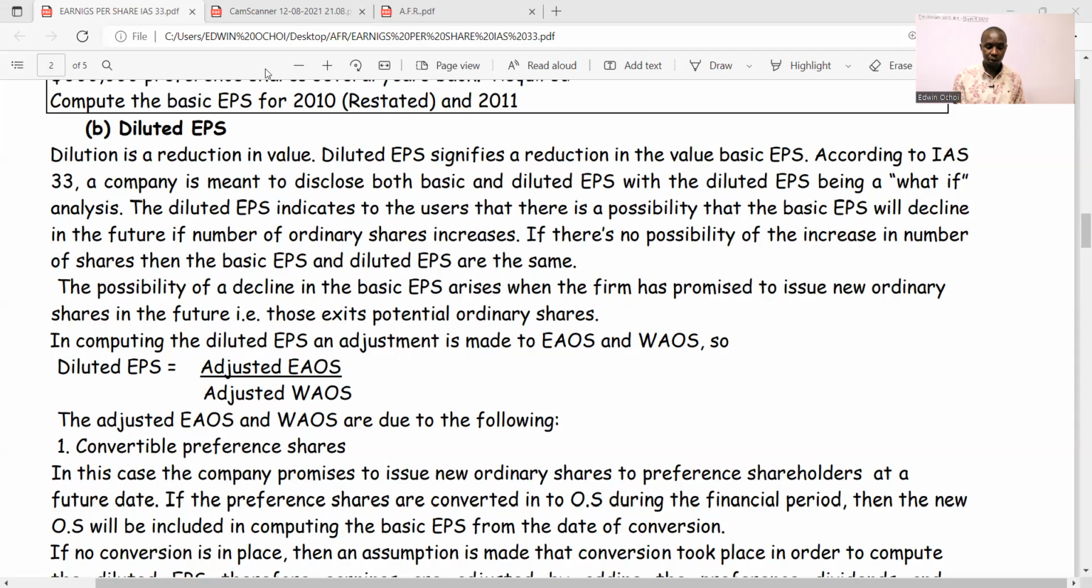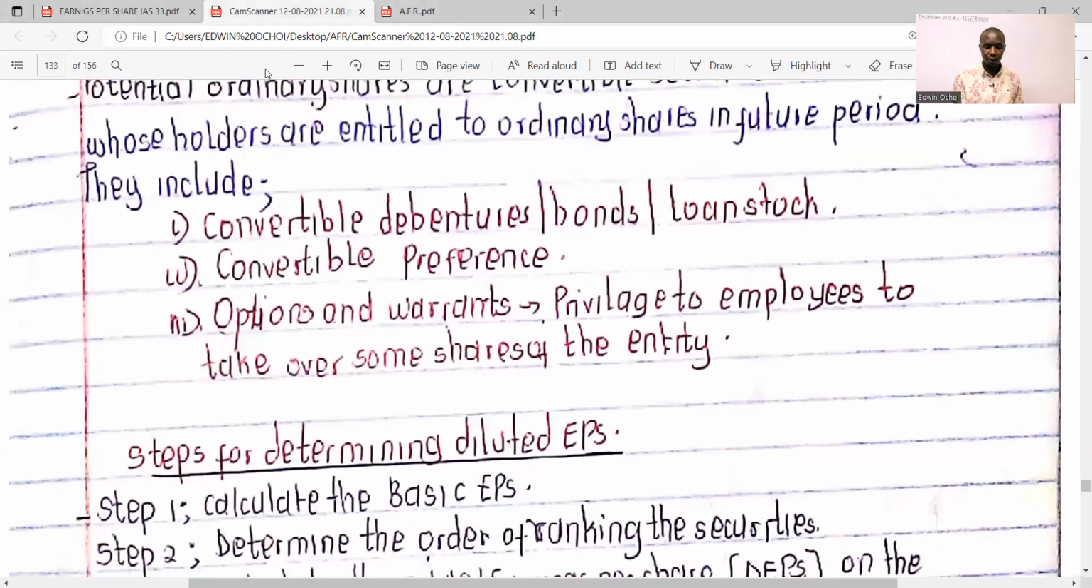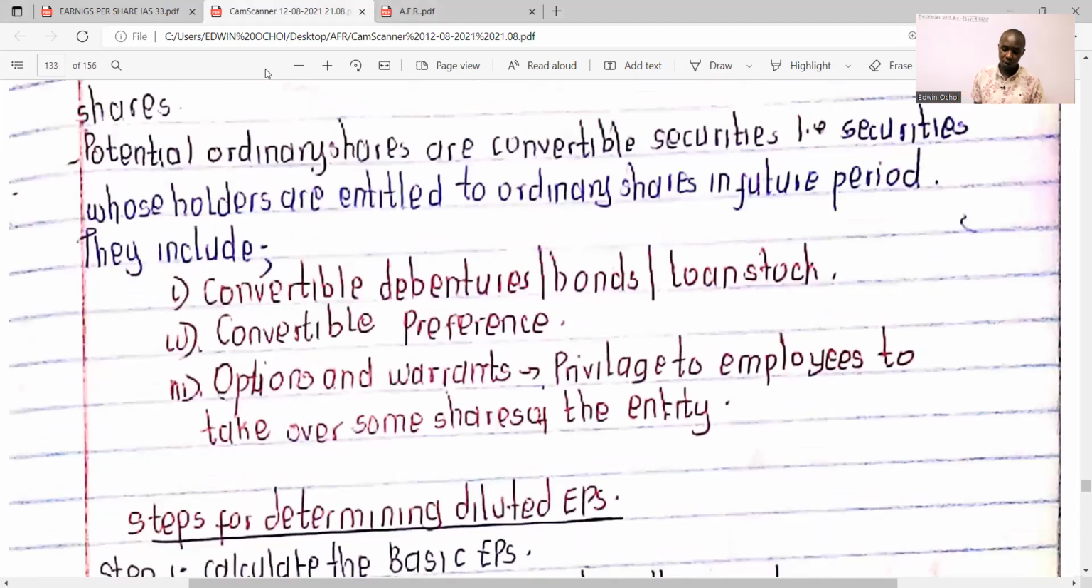So what are these potential ordinary shares? We always say that potential ordinary shares are convertible securities, that is, securities whose holders are entitled to ordinary shares in a future period. I have given examples: convertible debentures, bonds or loan stock, convertible preference shares, options and warrants. Those are the convertible securities, the ones which are likely or unlikely to be converted to ordinary shares, of which I have said we always do what?